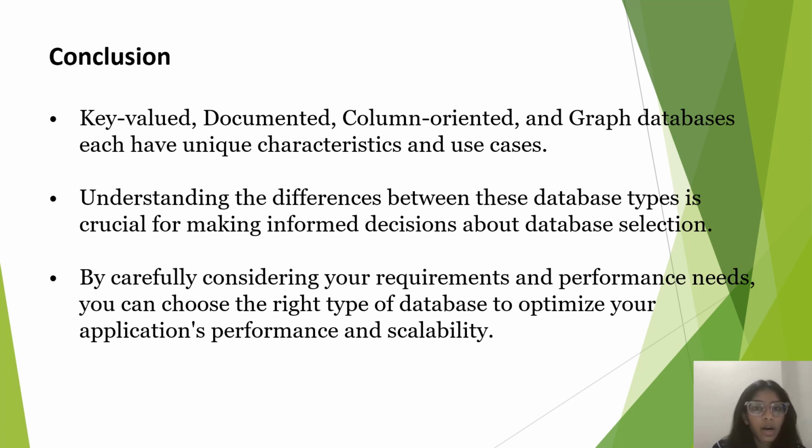So the conclusion in comparing all the different types of databases, key value database, document database, column oriented database, and graph database: each has unique characteristics and use cases. Understanding the differences between these database types is crucial for making informed decisions about database selection. By carefully considering the requirements of the user and performance needs, we can choose the right database to optimize our application performance and scalability.